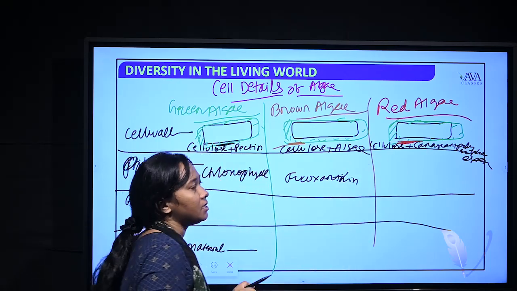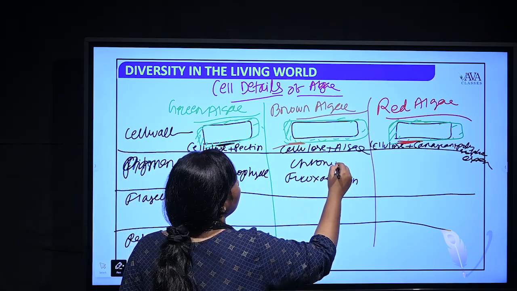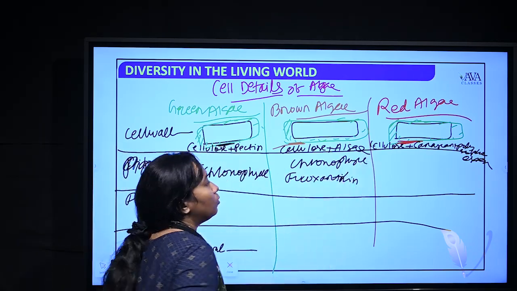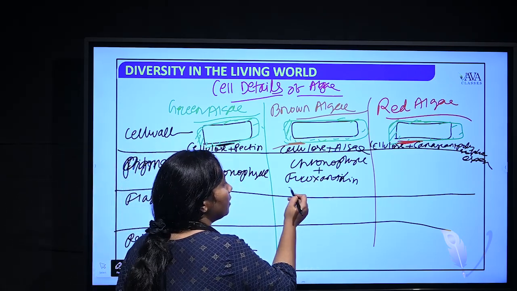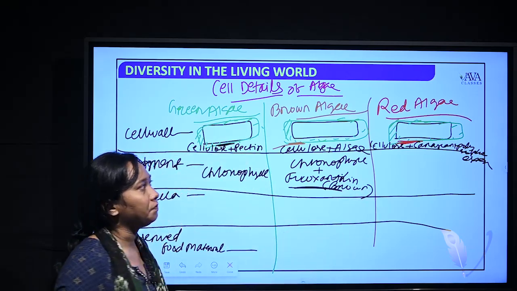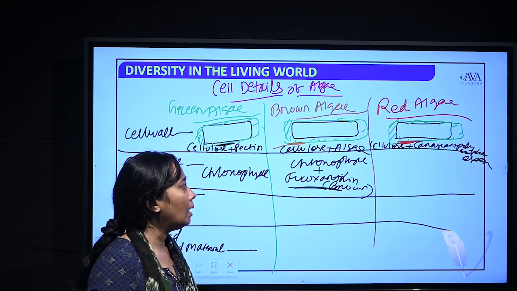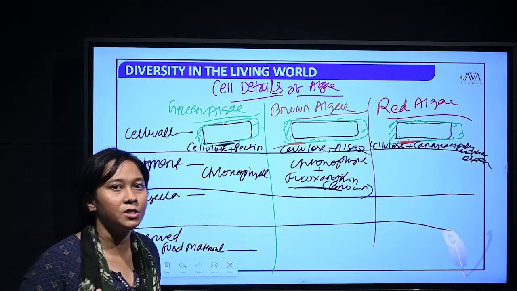And here in red algae, they also have chlorophyll. If they do not have chlorophyll, they won't be able to synthesize their food. They have chlorophyll, but in brown algae they have another pigment which makes them appear brown, fucoxanthin. In red algae they have chlorophyll, but there is another pigment for which they appear red in color, which is phycoerythrin.